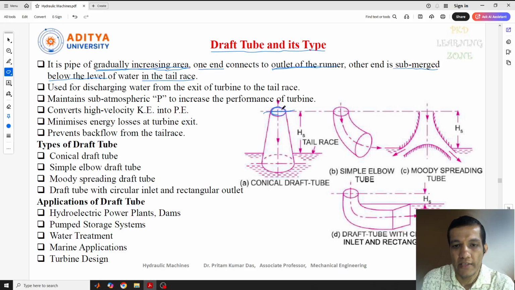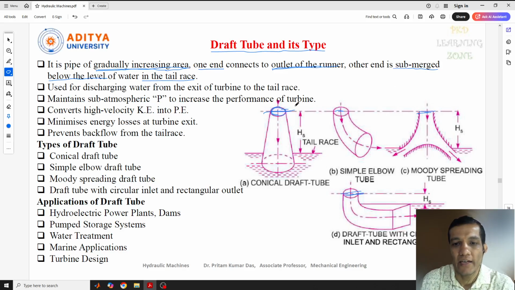Suppose this is one end, the entry part of the draft tube. This end will be connected to the outlet of the runner. We know that this is basically used in the reaction turbine. When there is a pressure difference in the reaction turbine and a problem with the exit of water, we use this draft tube. We'll discuss that also.